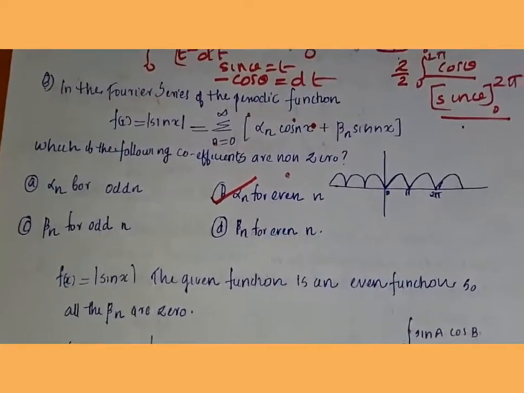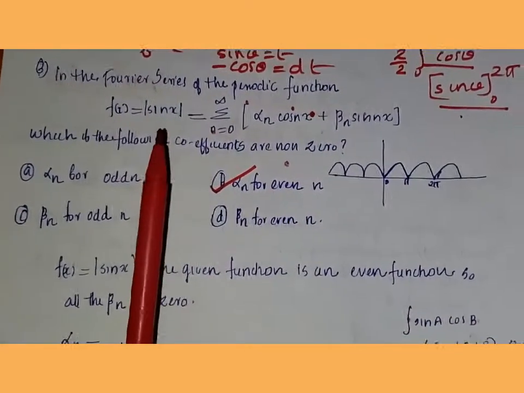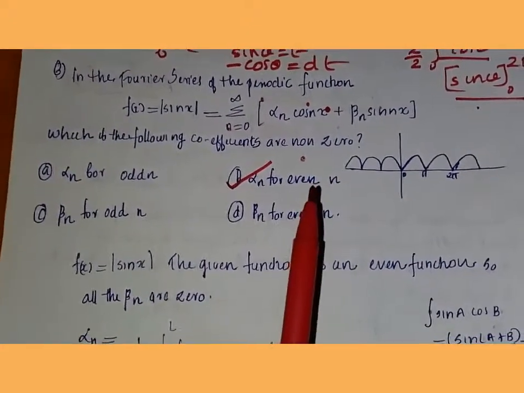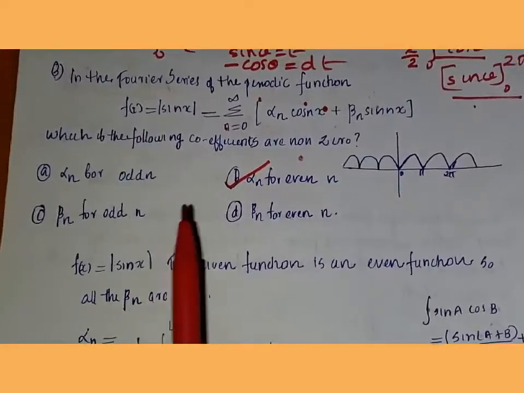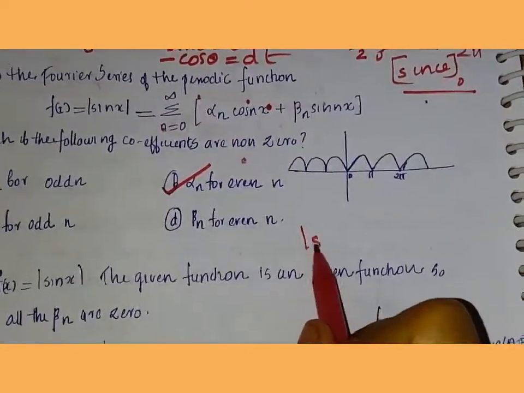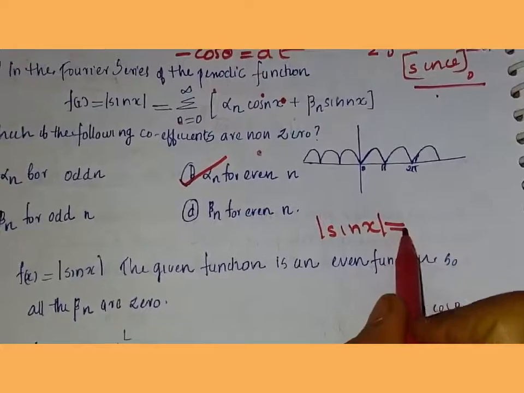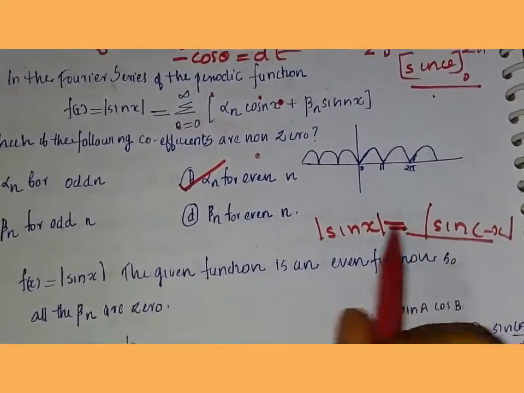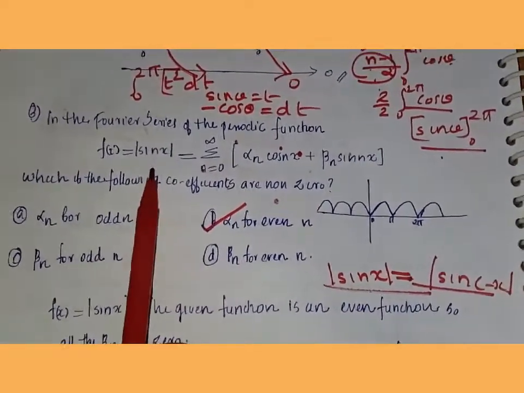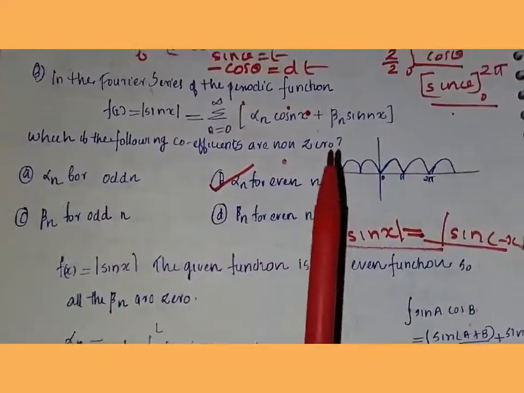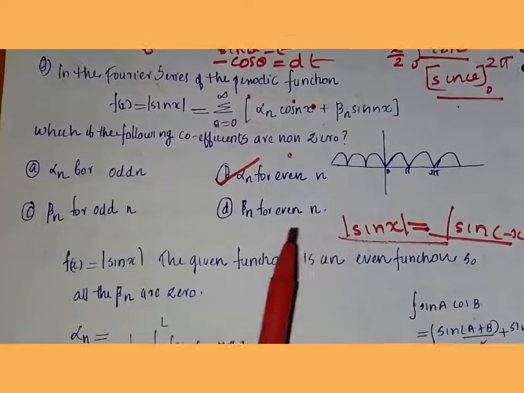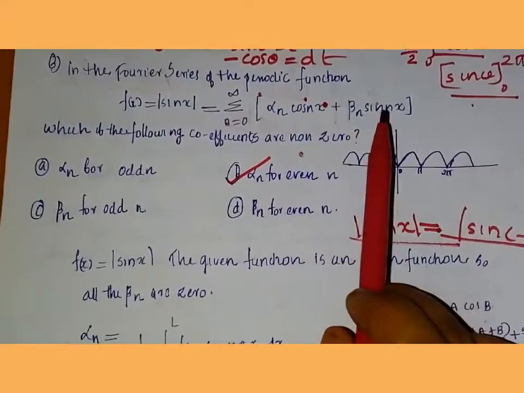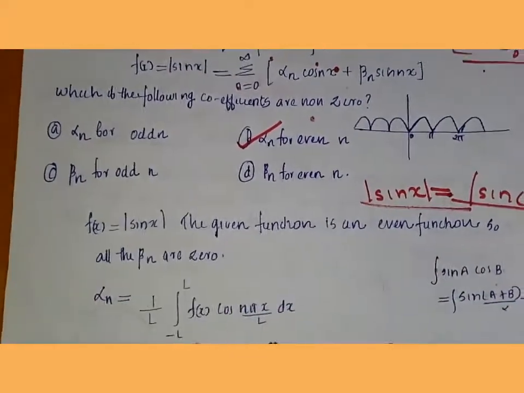In the sixth problem, they are given a function which is mod sin x. Here we have to find which coefficients are non-zero. So we know that the function is an even function. We know that mod sin x should be equal to mod sin of minus x. Okay, so this is an even function. So we have to find the non-zero coefficients.